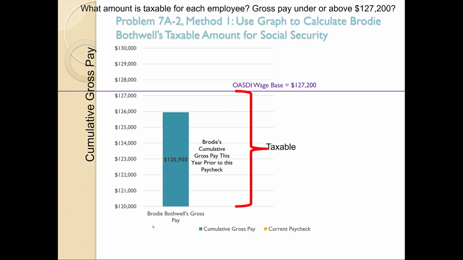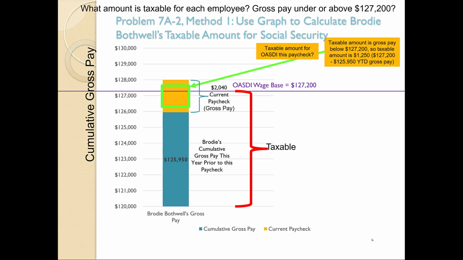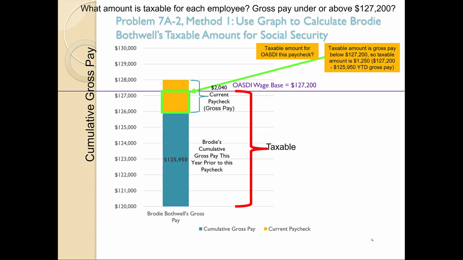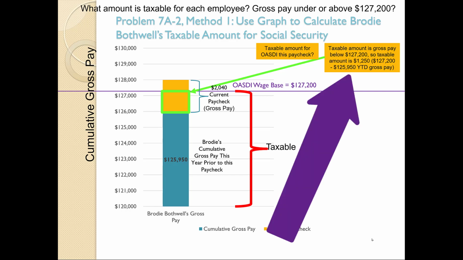And then we need to know, well, how much is Brody's current paycheck, and will the current paycheck put Brody above the $127,200? So Brody's getting paid $2,040 for this paycheck. That's their salary. And notice it puts them above the $127,200. So we cannot tax all of this paycheck for OASDI, because then we would be above the OASDI wage base. So what part of the 2040 paycheck is taxable? Is it the part under the $127,200 or the part above? The taxable part is the amount below. So then we just need to calculate how much of the current paycheck is below the $127,200. To calculate that, you take the wage base, $127,200, and you subtract the year-to-date gross pay prior to this paycheck, which is $125,950.